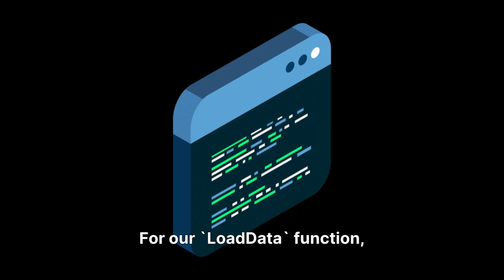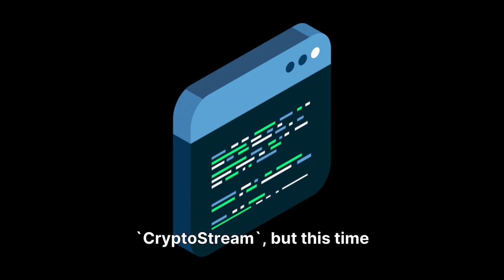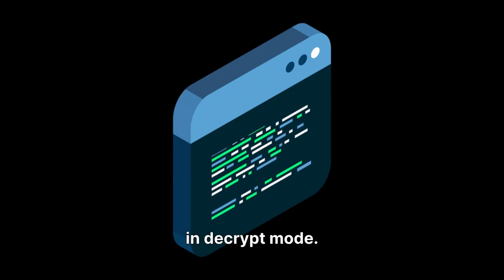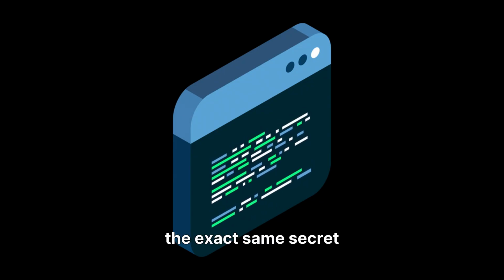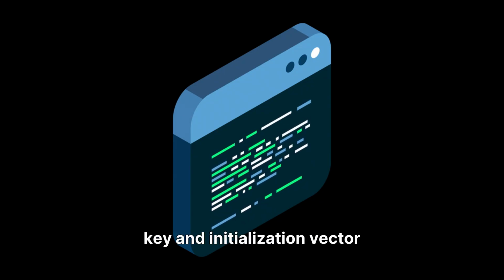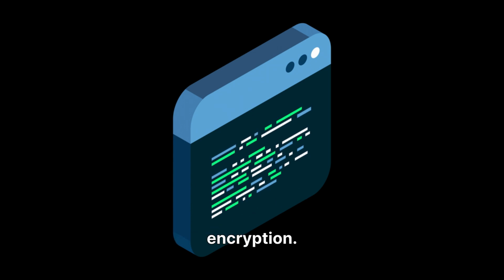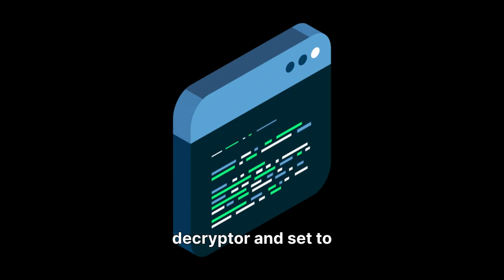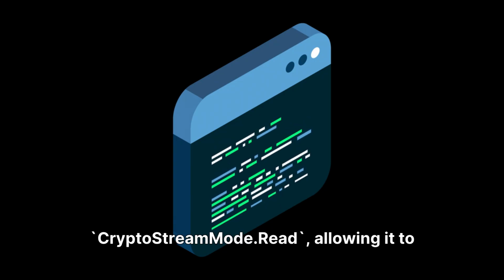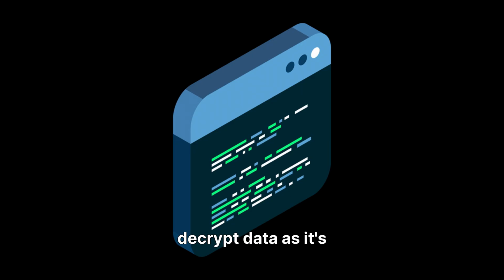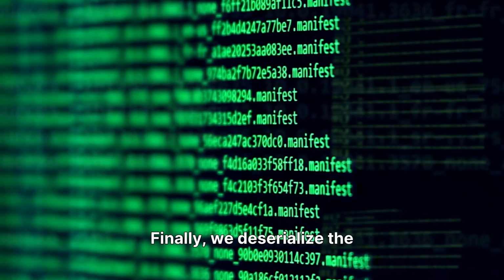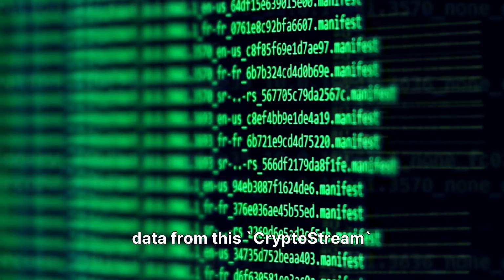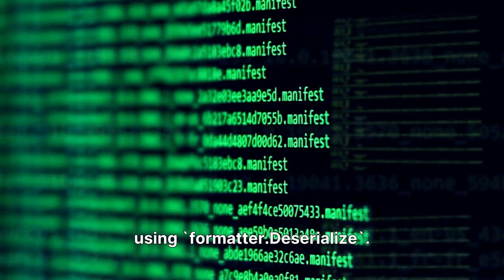For our load data function, we'll similarly create a CryptoStream, but this time in decrypt mode. It's vital to use the exact same secret key and initialization vector that were used during encryption. The CryptoStream will be configured with an AES decryptor and set to CryptoStreamMode.Read, allowing it to decrypt data as it's read from the file. Finally, we deserialize the data from this CryptoStream using formatter.Deserialize.